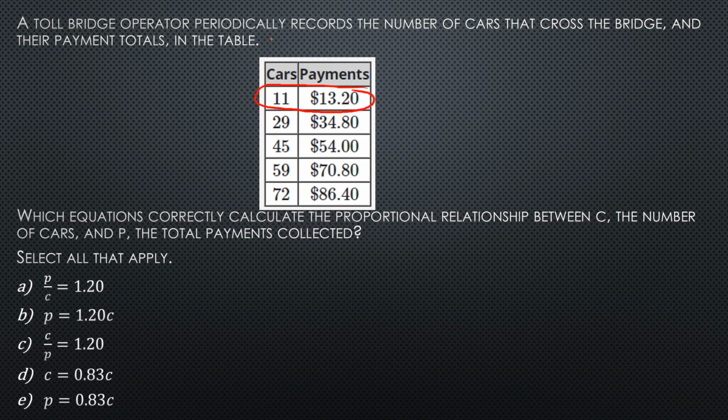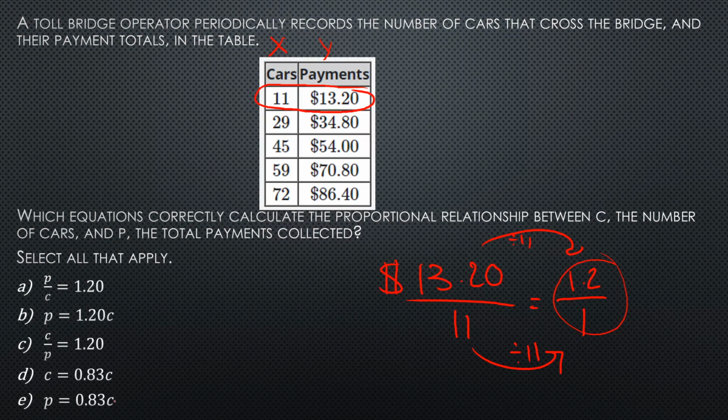So again, with our table, the first column is x, the second column is y. I'm going to put my y over x, so 13.20 over 11. I'm going to divide top and bottom by 11. When I divide 13.20 by 11, I get 1.2. So this is the number I want to use, which means these two equations down here that use 0.83, I am not using, because they are not using our unit rate.